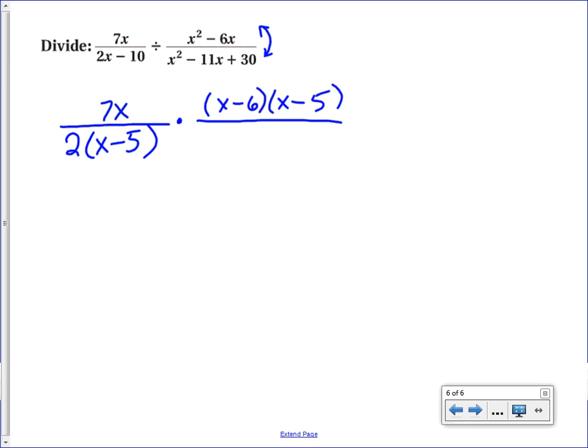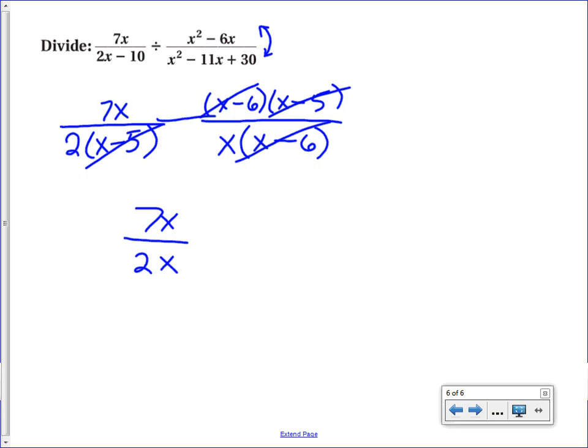And then the x squared minus 6x comes to the bottom. And when I factor that, I'm taking out an x. I'm left with x minus 6. Now it's multiplication, so I can just erase my multiplication sign and write it as a single fraction. And then look for factors that cancel out. This cancels out with this. This cancels out with this. I'm left with 7x over 2x. And these x's, because there's no addition or subtraction here, I can cancel them out. And my final answer is actually just 7 over 2. And that's the simplified version of that division problem. And that is it.